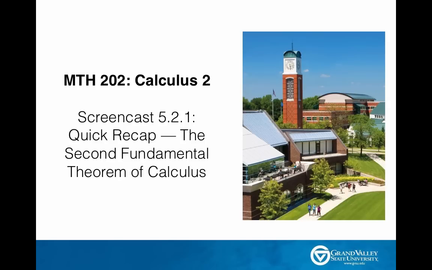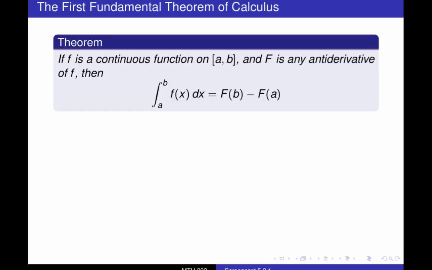Let's do a quick review of section 5.2 from Active Calculus on the second fundamental theorem of calculus. First, recall the first fundamental theorem of calculus, which tells us that if f is a continuous function on the interval from a to b, and capital F is an antiderivative of little f, then the definite integral from a to b of little f is capital F of b minus capital F of a.